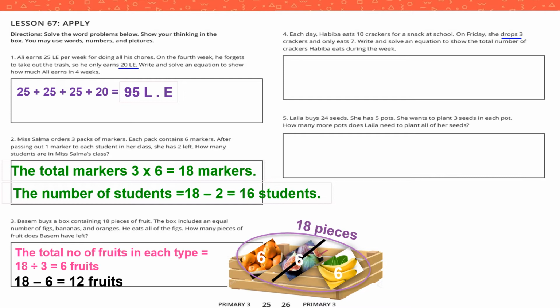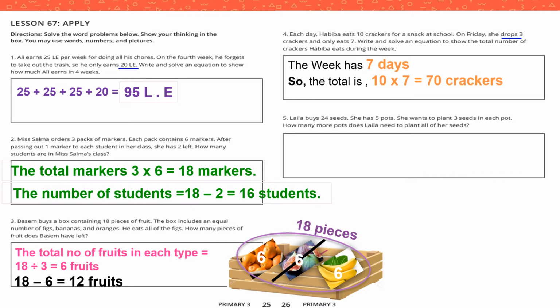Number 4, each day Habiba eats 10 crackers for a snack at school. On Friday, she drops 3 crackers and only eats 7. So each day she eats 10, but in one day, which is Friday, she eats only 7. She drops 3. Write and solve an equation to show the total number.